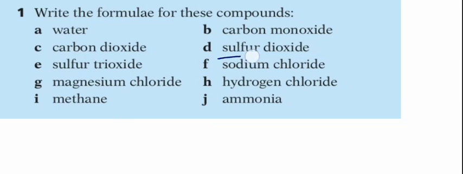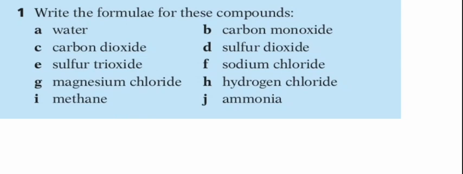We also have sulfur dioxide. So as for sulfur dioxide, we have 1 atom of sulfur. And we also have di. Di means 2. And oxide is coming from oxygen atom. So di means 2, which means we are going to have 2 atoms of oxygen.